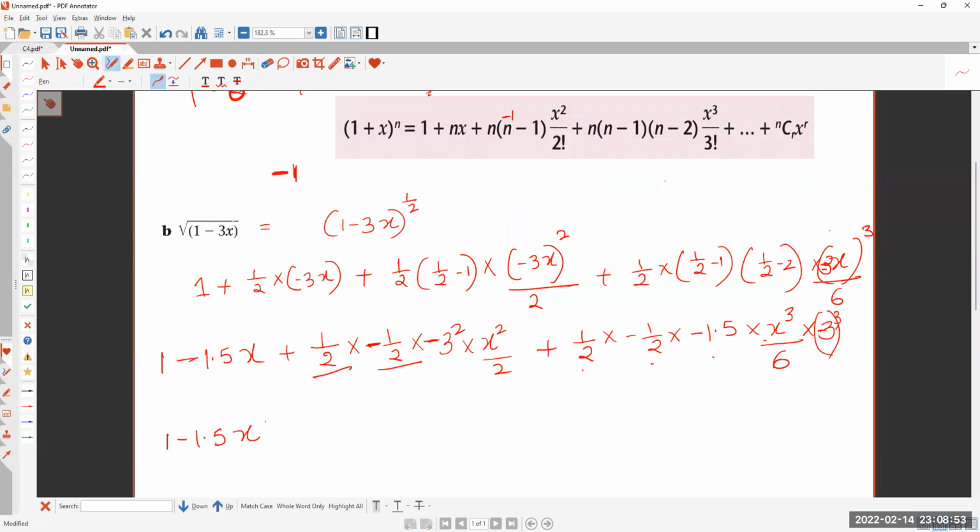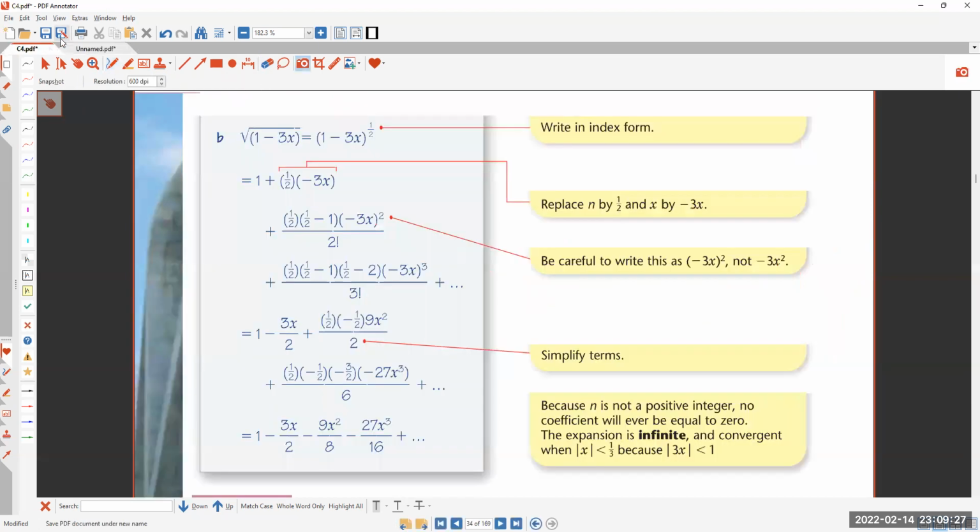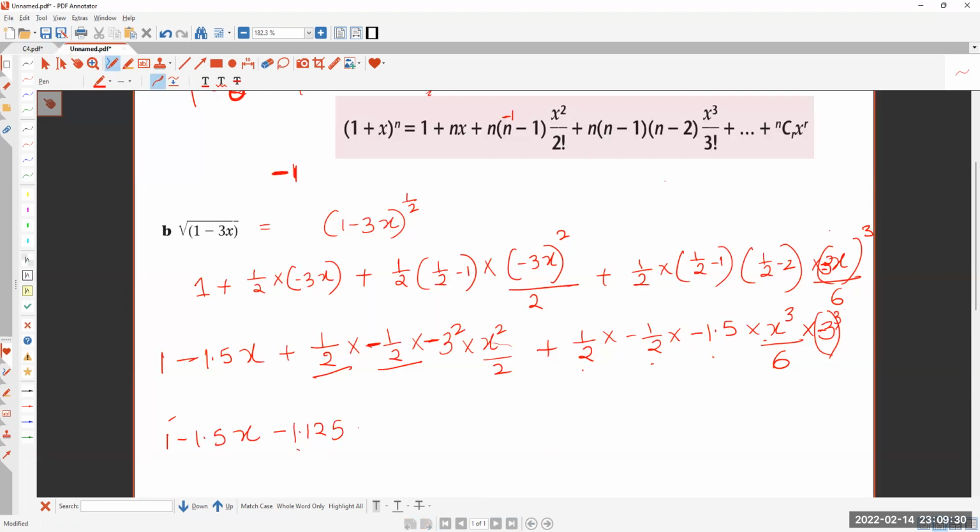Minus 1.5x, then plus half into 0.5 into minus 0.5 into minus 3 whole square divided by 2, that is going to be minus 1.125. Actually, if I do that in shift, minus 9 by 8, am I getting minus? Yes, minus 9 by 8. So this is actually minus 9 by 8, but we can just keep it like that, square.